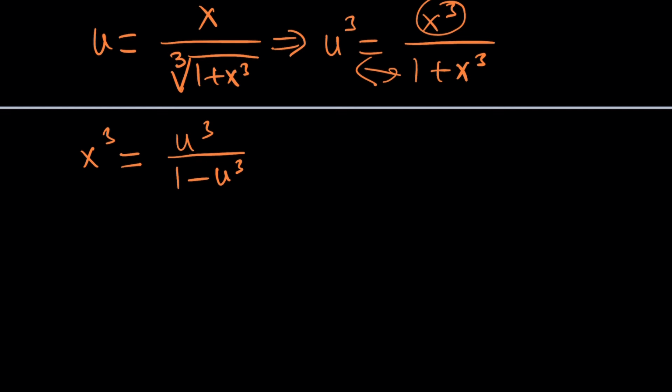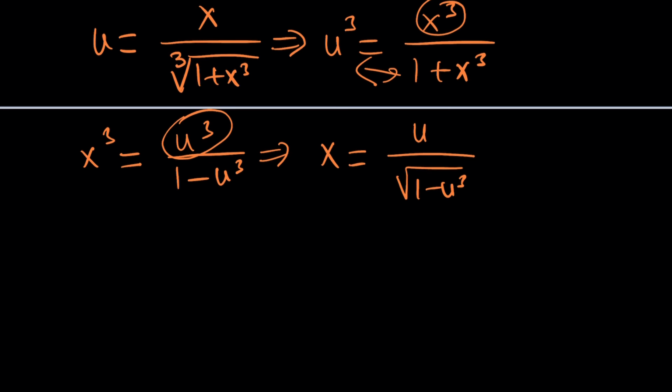Cross multiply, put x cubed on the same side, and then factor. And this is x cubed, but we can write it slightly differently. Before that, let's cube root both sides first. When you cube root this, you're going to get u. And when you cube root this, you're going to get the cube root of 1 minus u cubed. So far, so good.